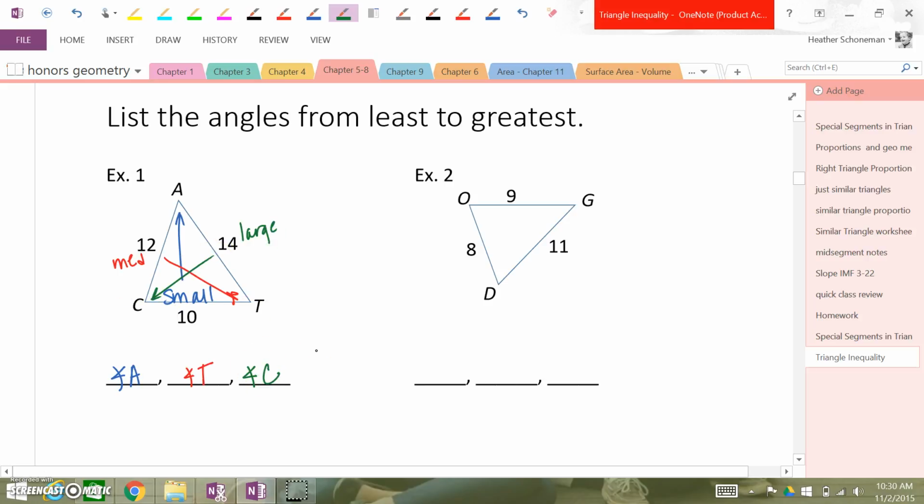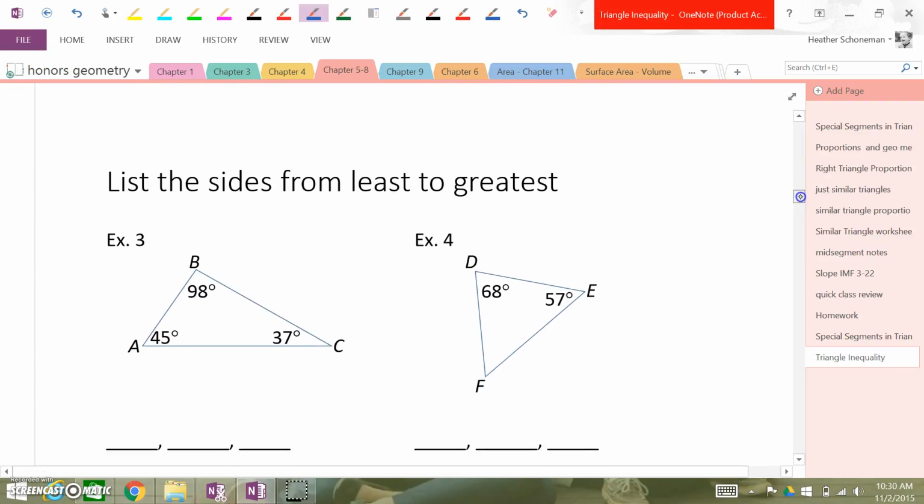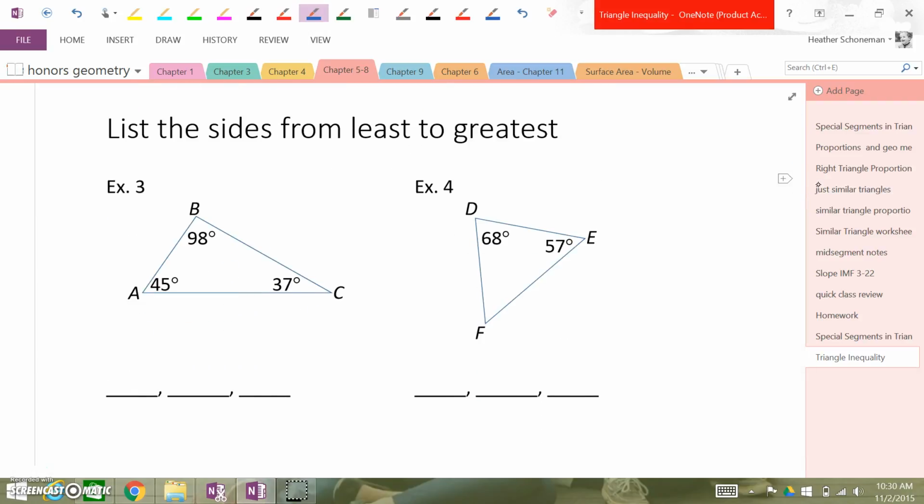We can do the same thing over here. OD is the smallest, so the smallest angle would be angle G, then followed by angle D, and then angle O. So given the sides, we can list the angles from least to greatest. Now we need to go backwards. Given the angles, we need to list the sides from least to greatest.